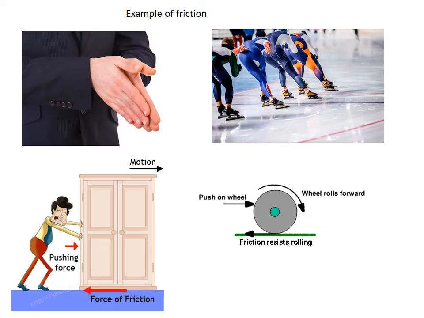Look at the second picture. Do you like the spots? I really like the spots. What do you think they are doing? Okay, let's look at this one also. Look at the third picture where someone is using a force to push. Down there is a force of friction, and on the left is the pushing force, and as you look up, it is a motion. So let's look at the last picture. Friction resists rolling. Push on the wheel and the wheel rolls forward.